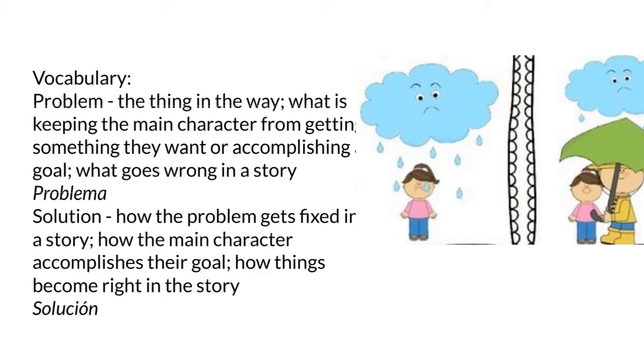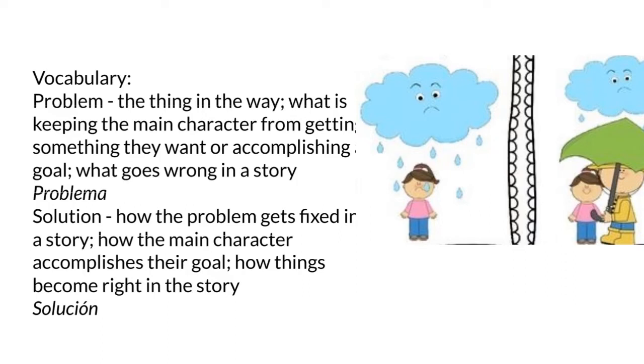Let's talk about the vocabulary in this lesson. Problem and solution are the two words we'll need to know. A problem is the thing that's in the way. What is keeping the main character from getting something they want or accomplishing a goal, or what goes wrong in a story. Those are all ways to think about the problem in a narrative.